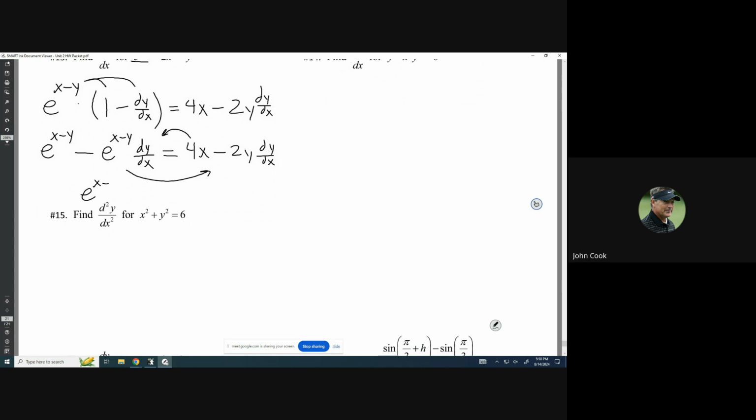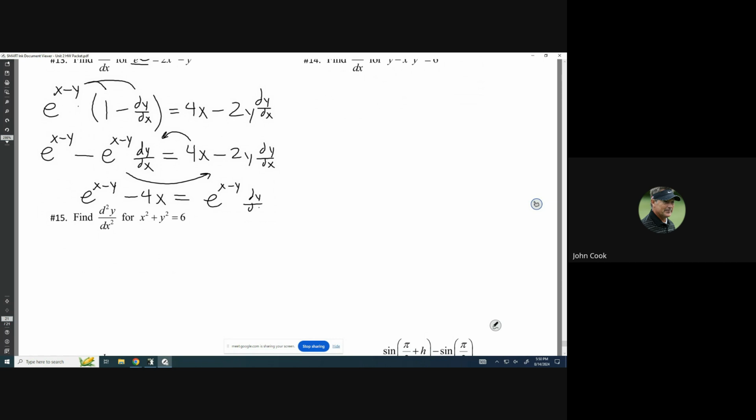e^(x-y) minus 4x is equal to, and then I move the other part over there, so I get e^(x-y) dy/dx minus 2y dy/dx. Okay, and then we follow the same rules that we have for implicit differentiation. So we factor out the dy/dx from both of these terms.